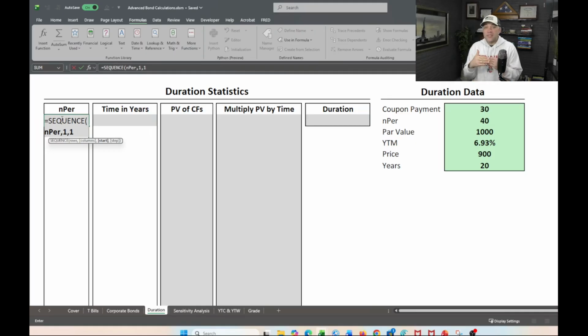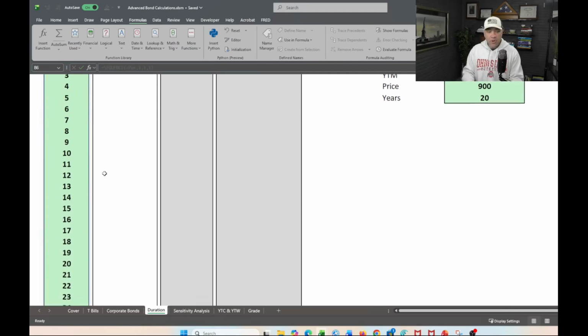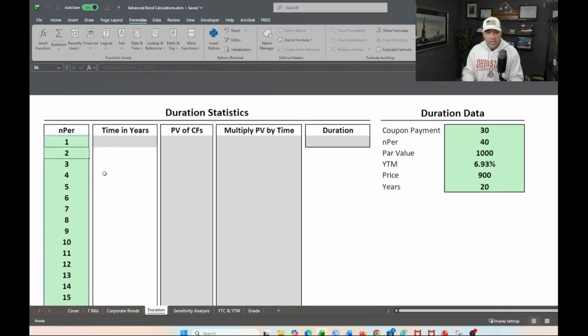So we could start this anytime. So if you can imagine if the yield to call is the 5th year or the 5th payment, whatever we're looking at there, we could say I want it to start on the 5th. So sequence is very powerful. And then we hit comma. And then the last thing it's asking for is step. Do I want to go by 5s? Do I want to go by 2? Well, I want to go by 1. So I'm going to hit a 1. So watch what happens. I'm going to close that up. And it perfectly gives 40.